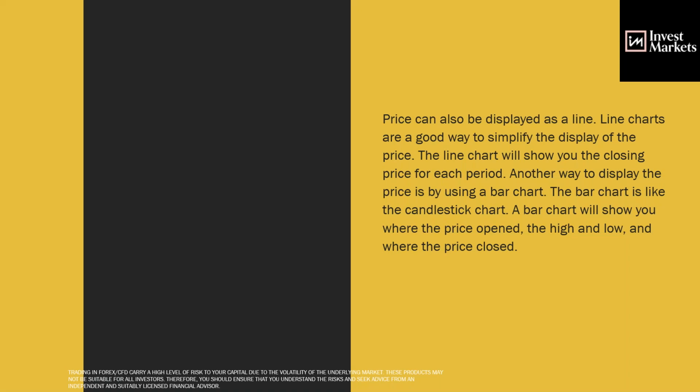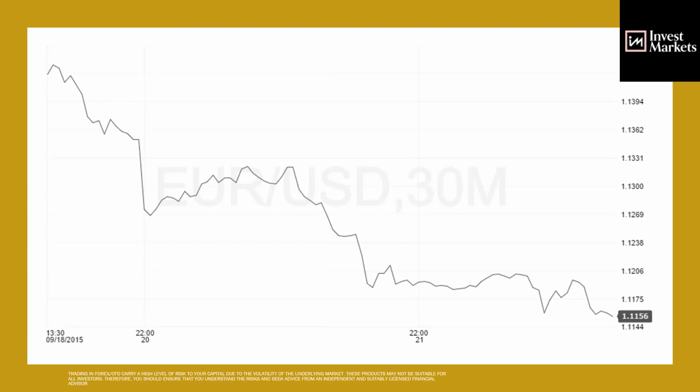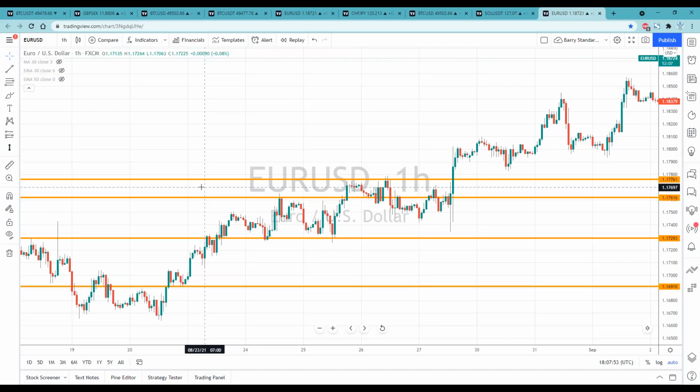A line chart is a good way to simplify the displaying of price, but we can't use it for any of your trading. A line chart simply puts a dot on the chart at every time period at the close. Let's go over to a live chart, because we're going to look at the exact same thing here. Okay, so we're looking at the Euro US dollar 1 hour chart.